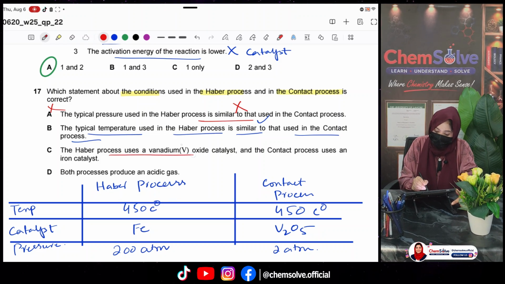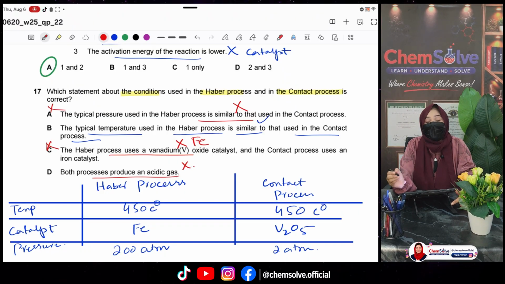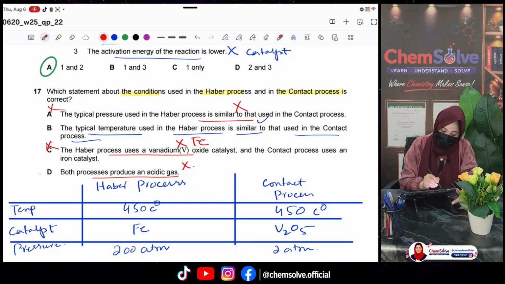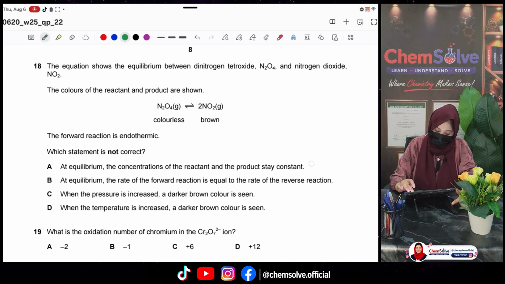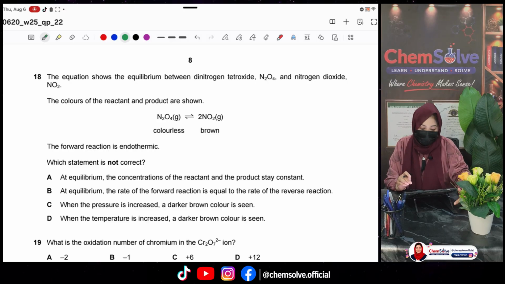The Haber process uses vanadium pentoxide. No, it uses iron. So this is wrong. Both processes produce acidic gases. Not at all. The Haber process produces ammonia, which is an alkaline gas. Okay, so option B is the correct one. Now move towards the next question.